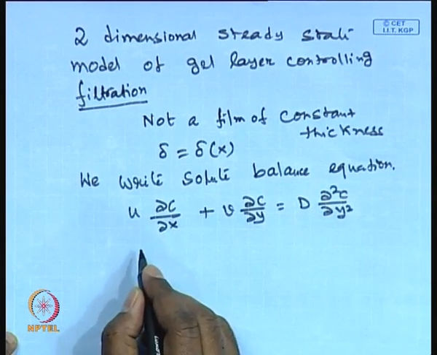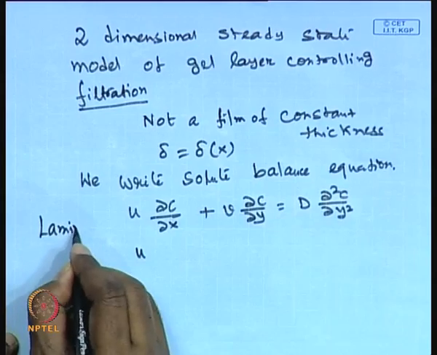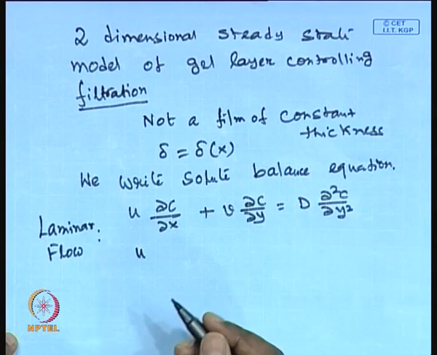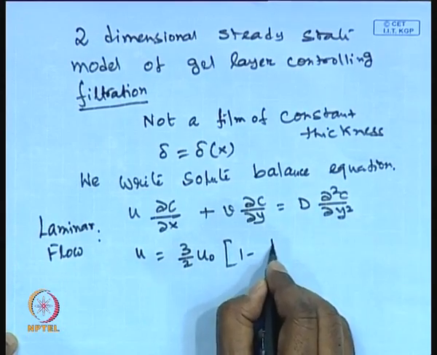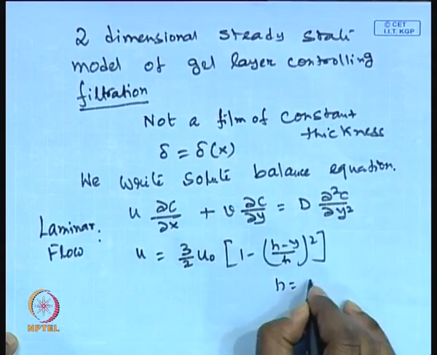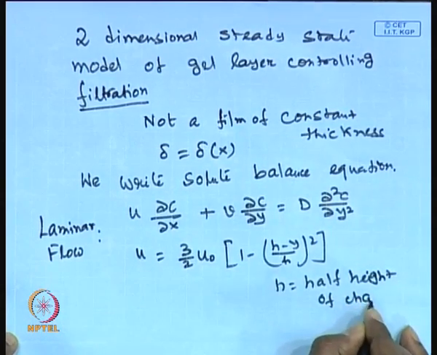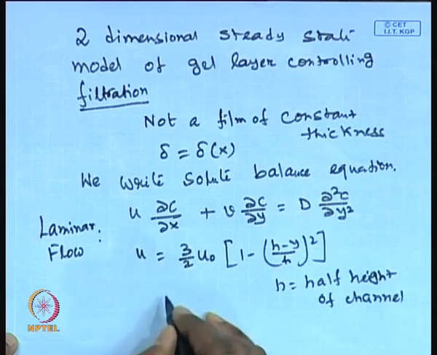Now here we insert the velocity profile. For the velocity profile, we consider laminar flow. In fact, we can extend this analysis to turbulent flow as well. Okay, u is equal to 3 by 2 u naught into 1 minus h minus y divided by h whole square, where h is the half height of the channel, that means the flow is occurring through a rectangular channel. We know that the thickness of the boundary layer will be extremely small compared to the half channel height, and we can neglect y square by h square. So this becomes a linear profile.